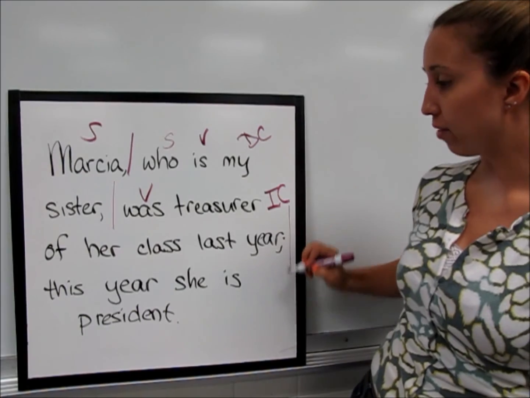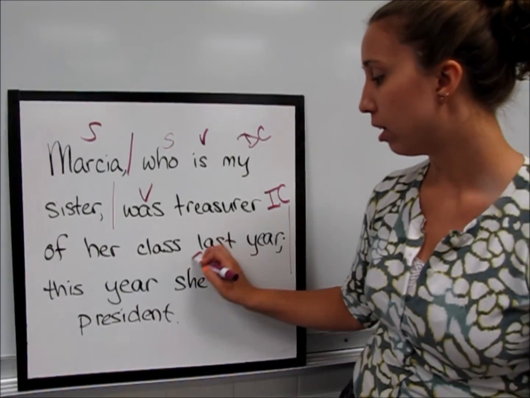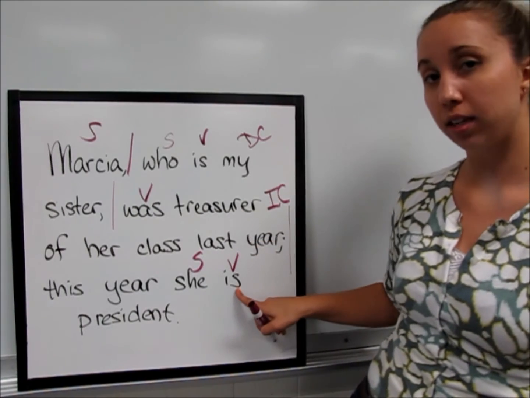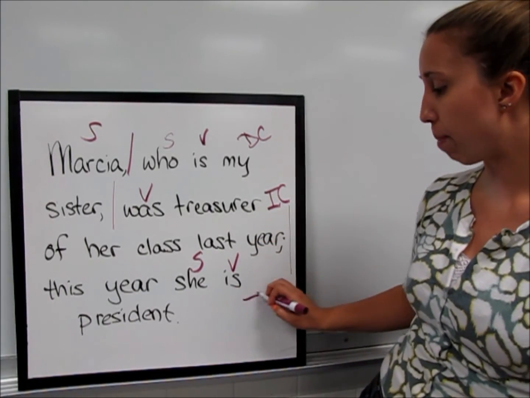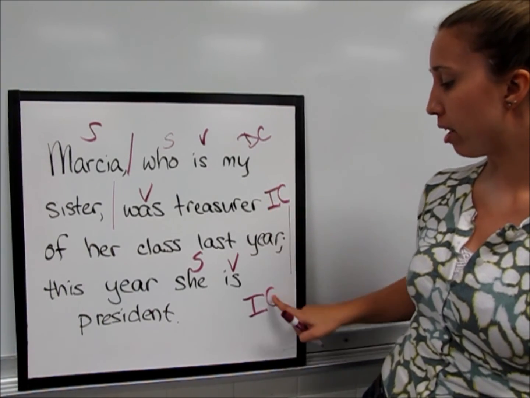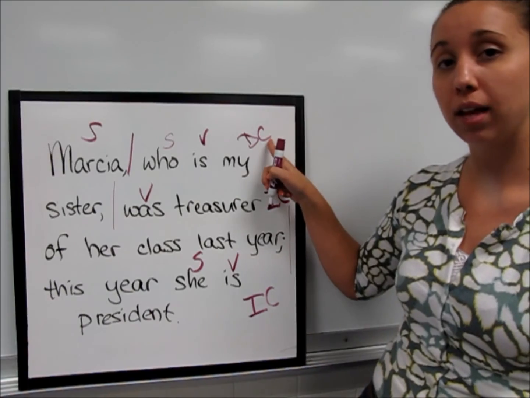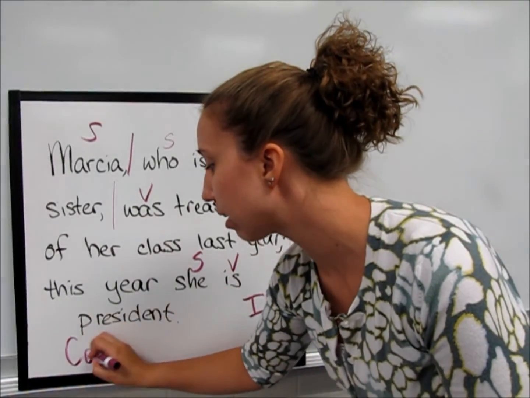Then I look here after the semicolon. This year, she is president. She is, this is another linking verb, remember? So I have another independent clause. That could be a sentence. So I have two independent clauses plus one dependent. This is a compound complex.